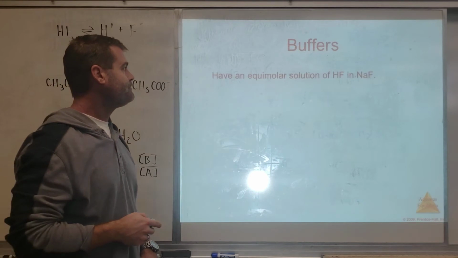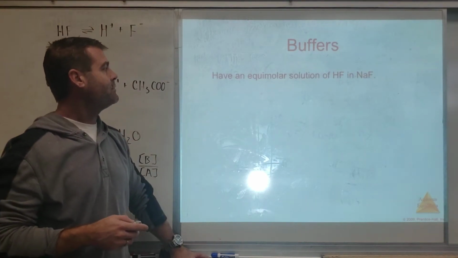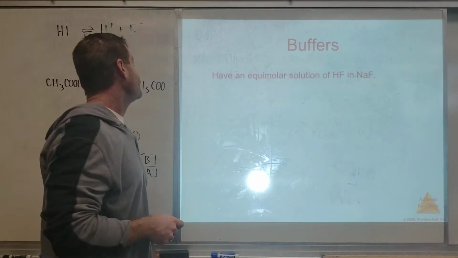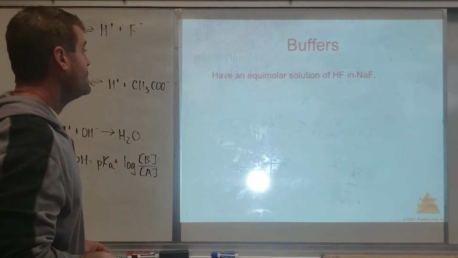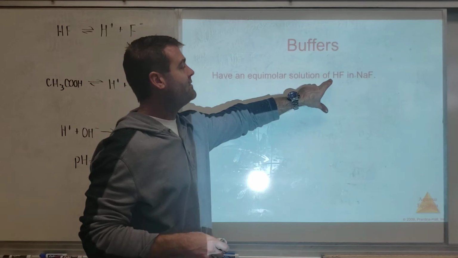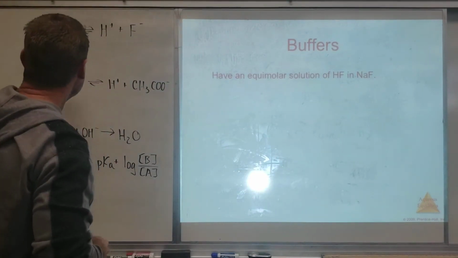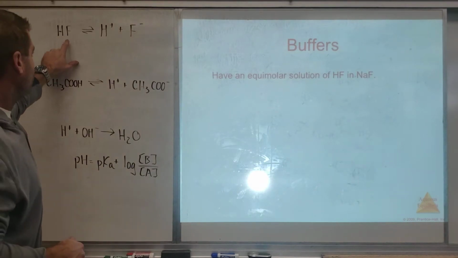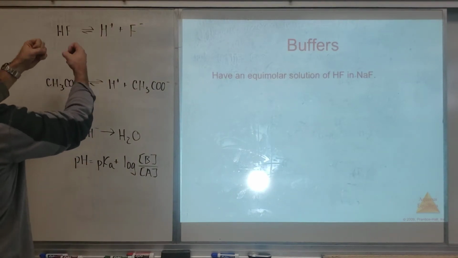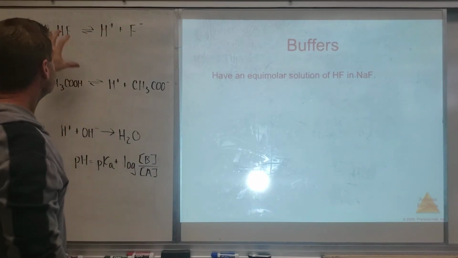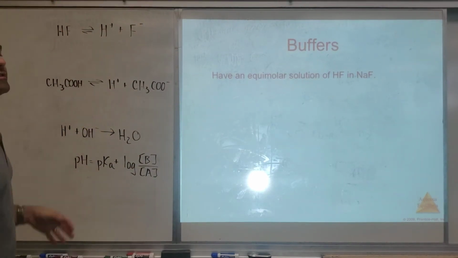And we can do that with a buffer. You remember what a buffer is, it's a weak acid and its conjugate base. So here we have an equimolar solution of HF and sodium fluoride. So here's the idea, guys. We have a weak acid, right? Normally it only undergoes partial dissociation. The reactant side is favored, very little ions, so we pretty much have most of the acid.